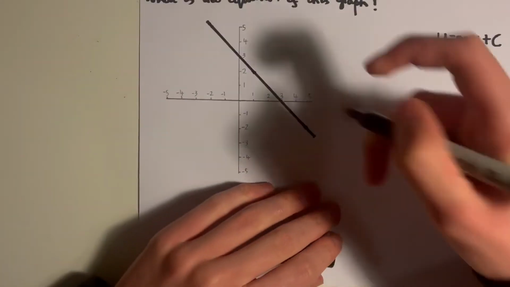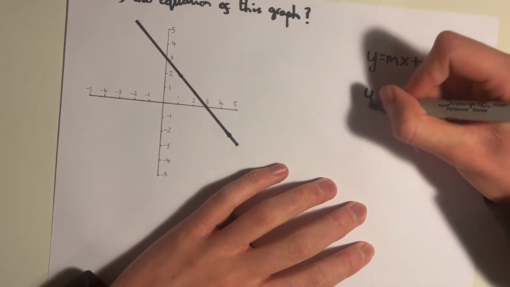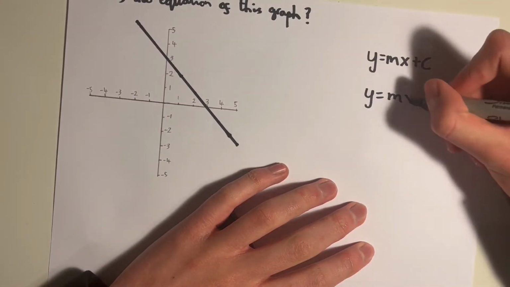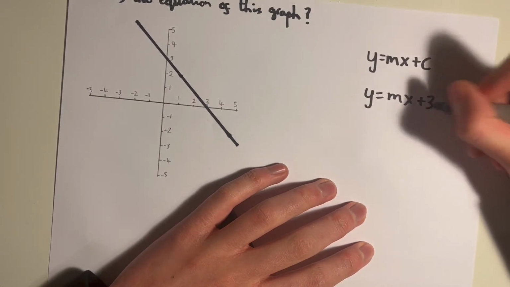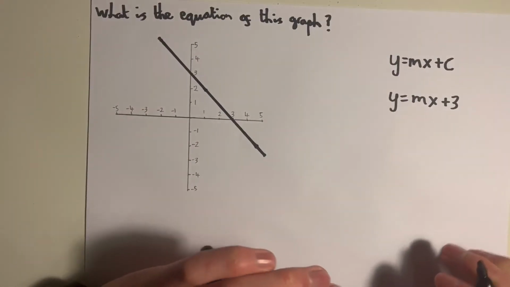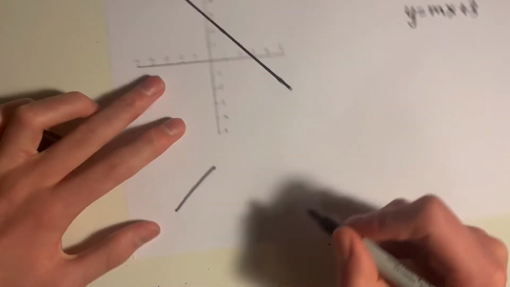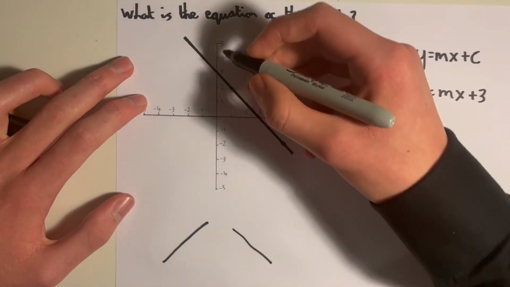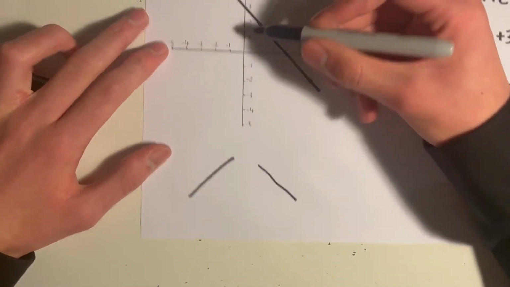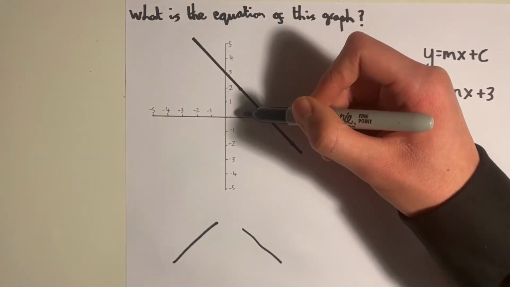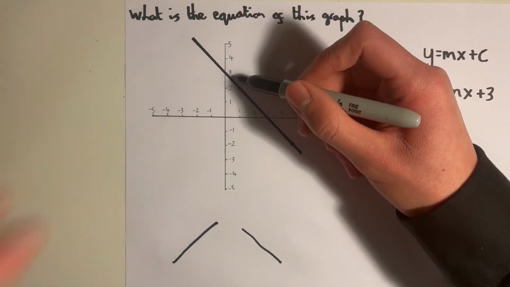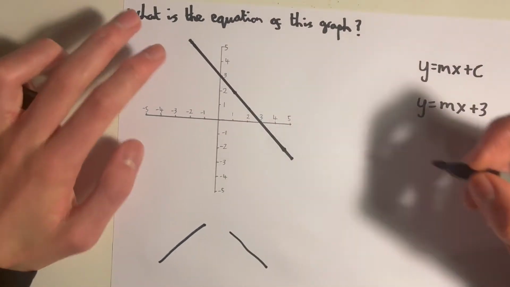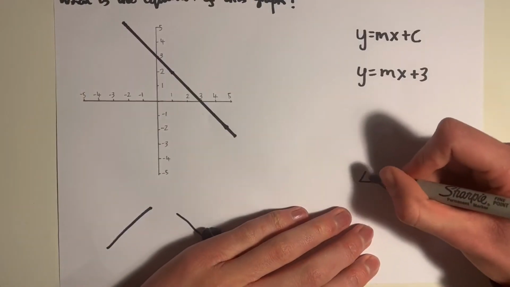The y-intercept is 3, so it's y equals mx plus 3. Now you might notice there's something a bit different about this graph. Instead of going this way, it's going that way. So as you can see, when it goes across 1 on the x-axis, it actually goes down 1 on the y-axis. So as we know, gradient's change in y over change in x.